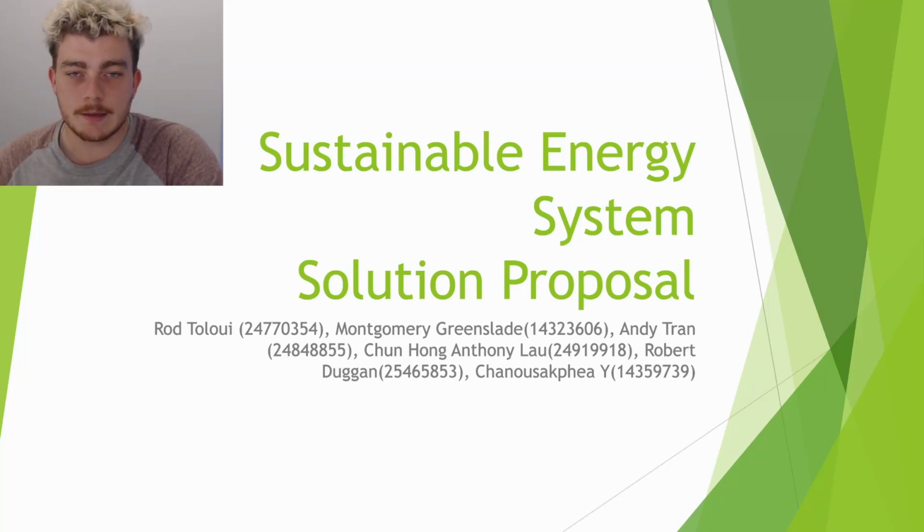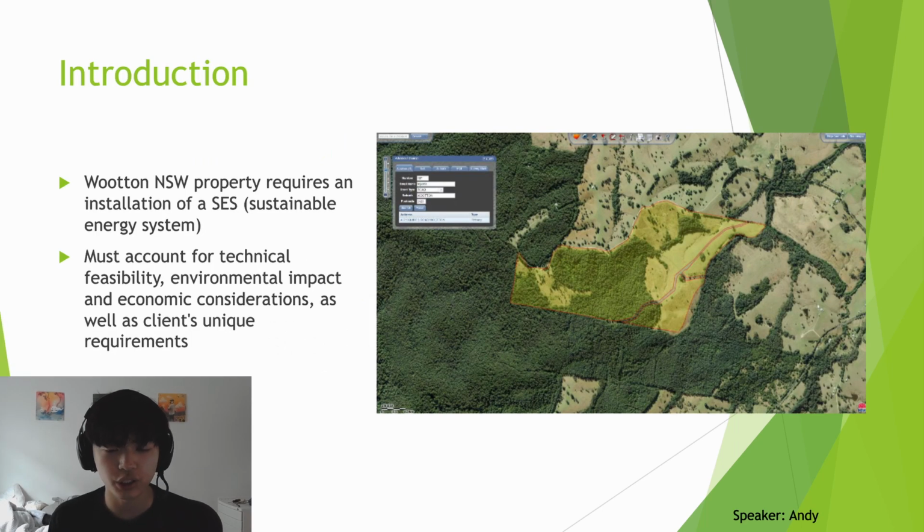Hi, this is our Sustainable Energy System Solution Proposal for Assignment Task 2 of Designing Sustainable Engineering Projects. The project addresses the challenge of designing a cost-effective, sustainable energy system for a rural property in Wooton, NSW, balancing technical feasibility, environmental impact, economic considerations, and the client's unique requirements.